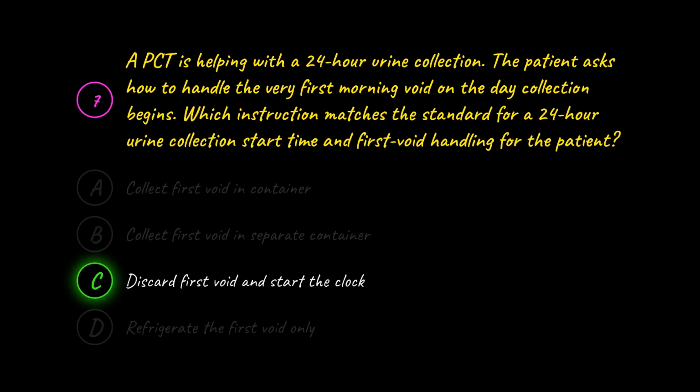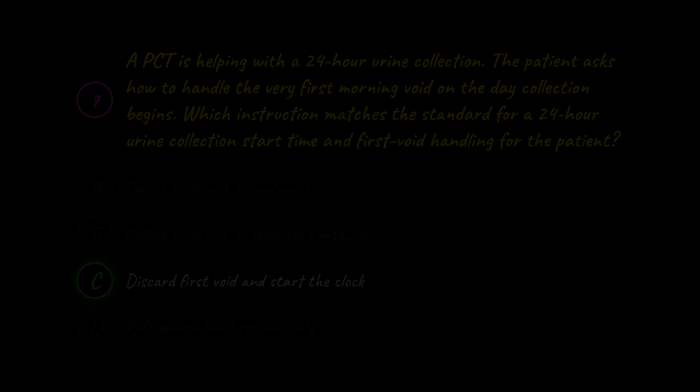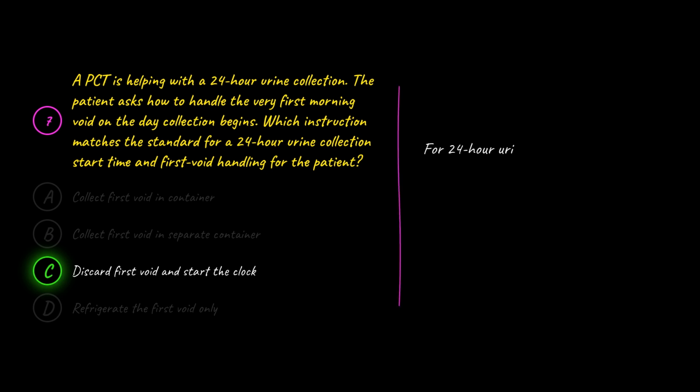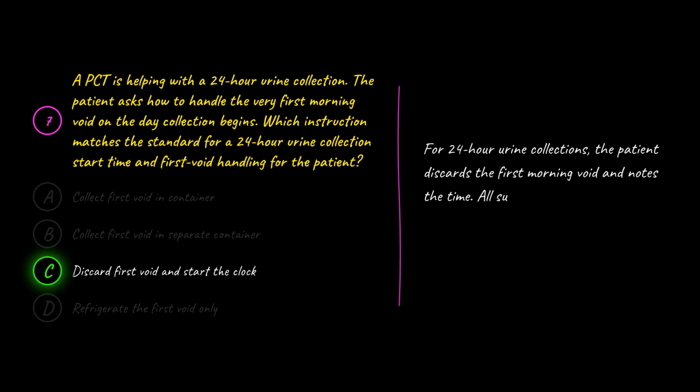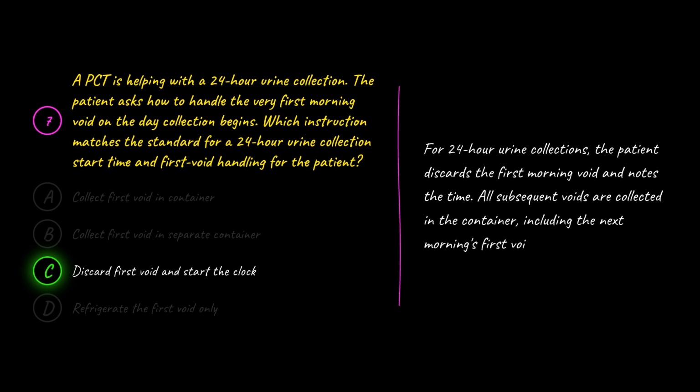The correct answer is C. Discard first void and start the clock. C is correct because for 24-hour urine collections, the patient discards the first morning void and notes the time. All subsequent voids are collected in the container, including the next morning's first void at the same time.